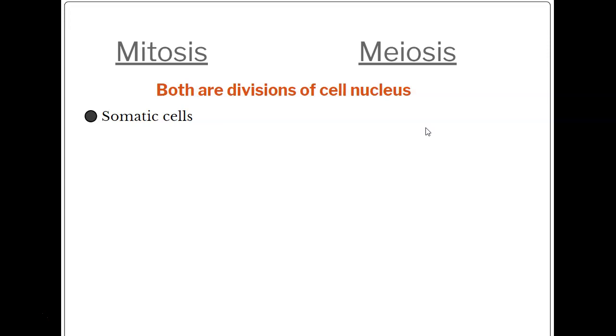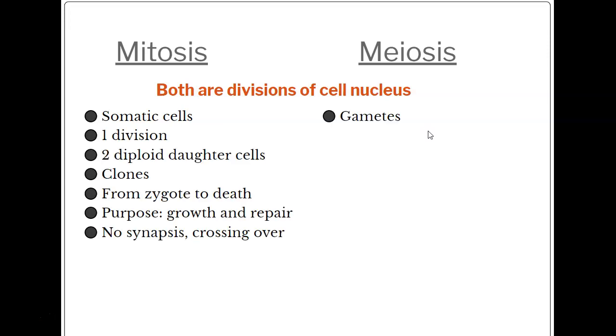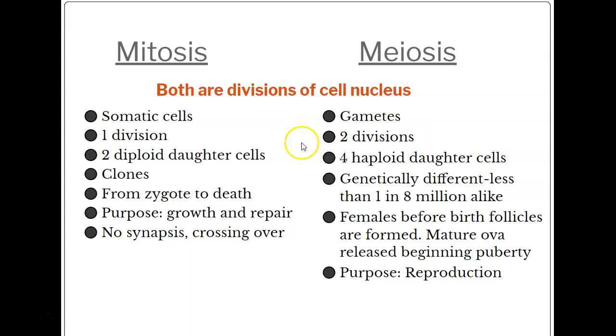Okay, so now we're going to combine both of the two together. Mitosis, again, is for your somatic cells, your body cells, whereas meiosis is for your sex cells, gametes. Mitosis has 1 division, meiosis has 2. Mitosis produces 2 diploid, meaning total genetic material, daughter cells that are identical to the parent, which is why it says clones. Meiosis produces 4 haploid daughter cells that are genetically different.